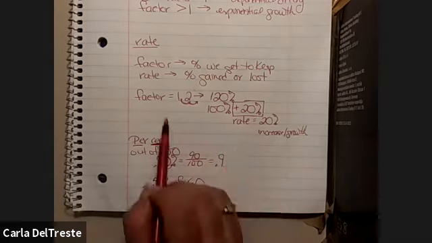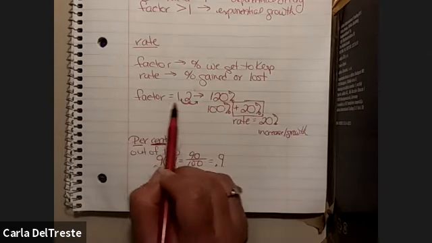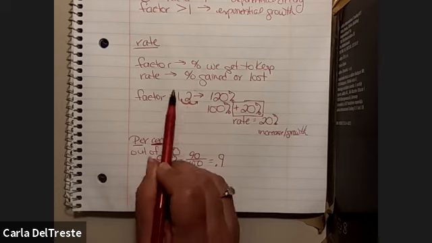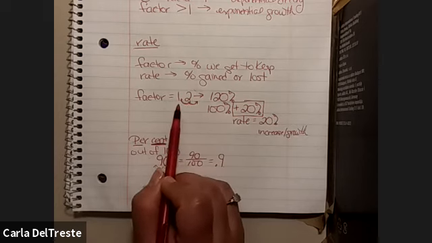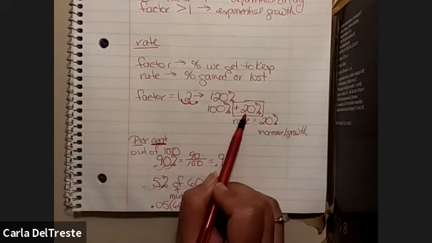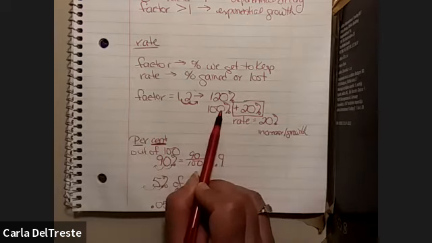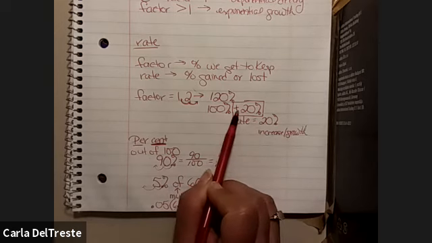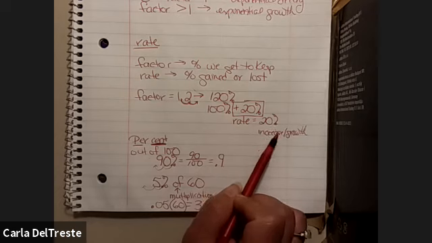Why is this so important? Well, we just saw in this example, if I have a factor of 1.2, which we know should have been growth because the factor is greater than 1, I just look at the difference from 100%, and that gave me my rate of growth. So the amount that I was increasing was the 20%.